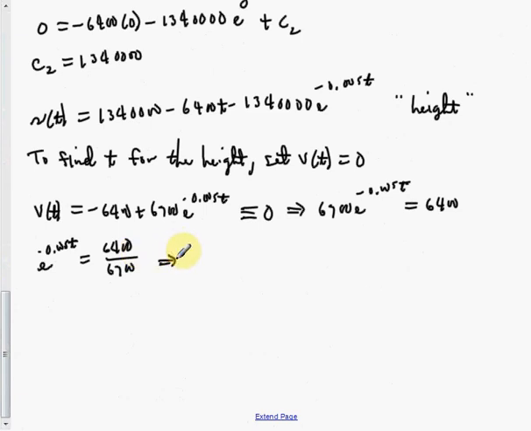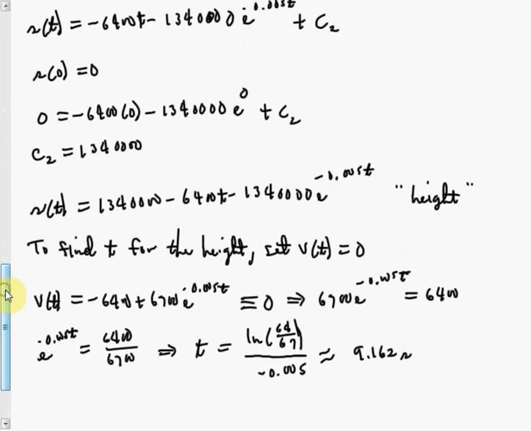Take the natural log of both sides and divide both sides by negative 0.005 and you get t. So t is equal to the natural log of 64 over 67, all over negative 0.005. Calculate that and let me know what you get. 9.162 seconds. Yes. So now we go back to that height equation.